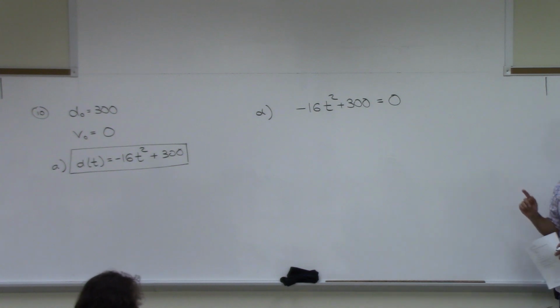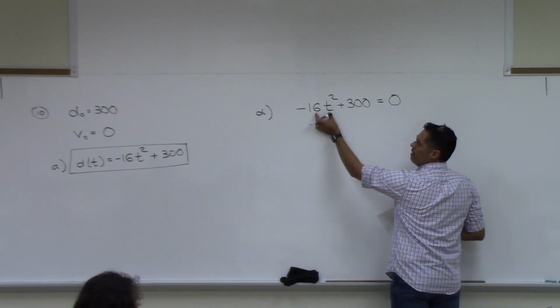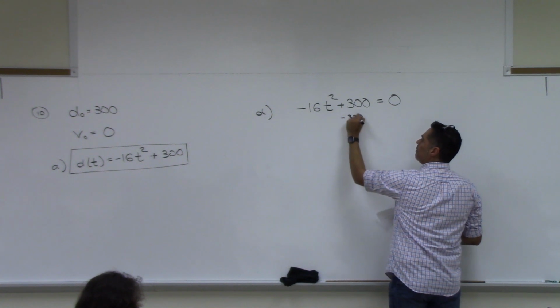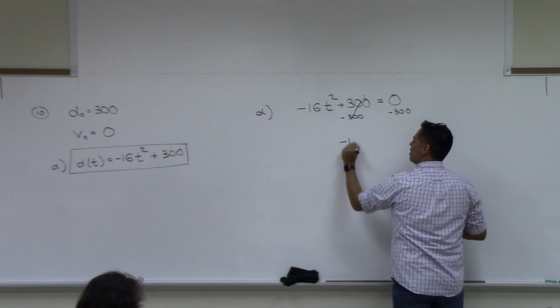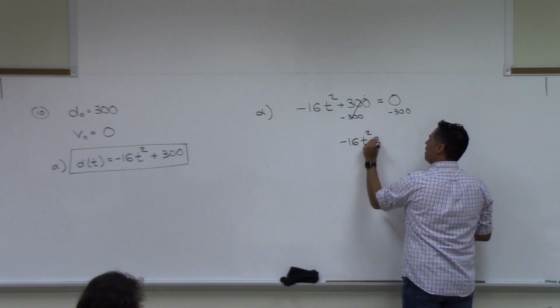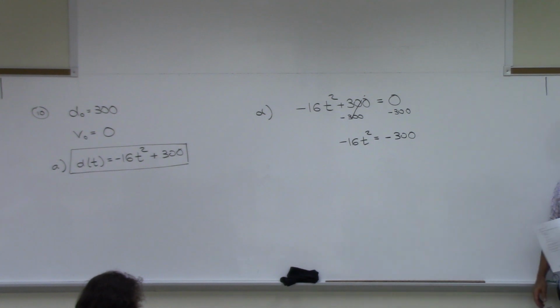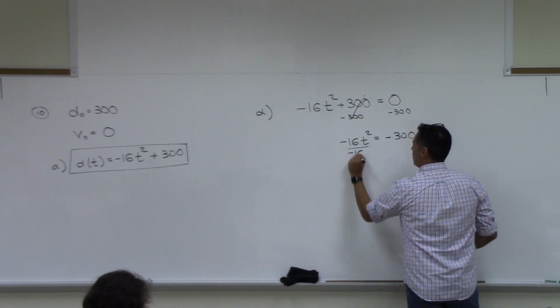And to solve this, we use what was called the square root property, which means you try and get this by itself. Try and get that by itself. So I will subtract 300 on both sides first. It goes away over here. I get negative 16t squared equals negative 300. I'm trying to get that t squared by itself. So what should I do next? Divide both sides by negative 16, okay?